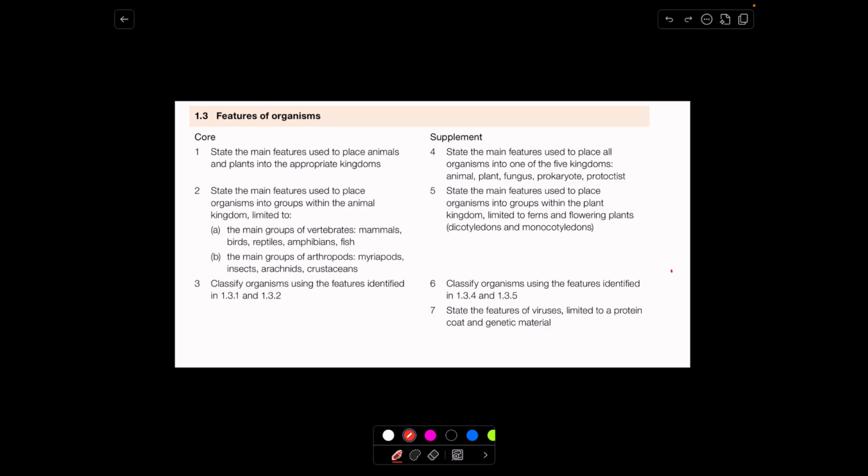So 1.3 is a bit more chunky. It's about features of organisms. It has a lot of complicated concepts, or rather a lot of memorization more than complicated. So I've made some tables for you guys. Feel free to copy them down or screenshot them and put them into your notes. Now, you want to state the main features used to place animals and plants into appropriate kingdoms as the first point. And the second point is to state the main features used to place organisms into groups within the animal kingdom, limited to certain groups. So we're just going to go through these tables to go over and summarize everything.